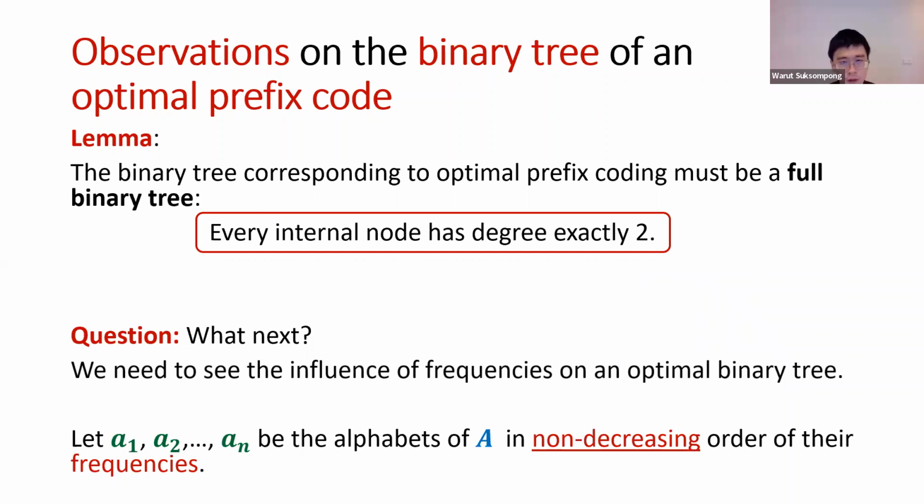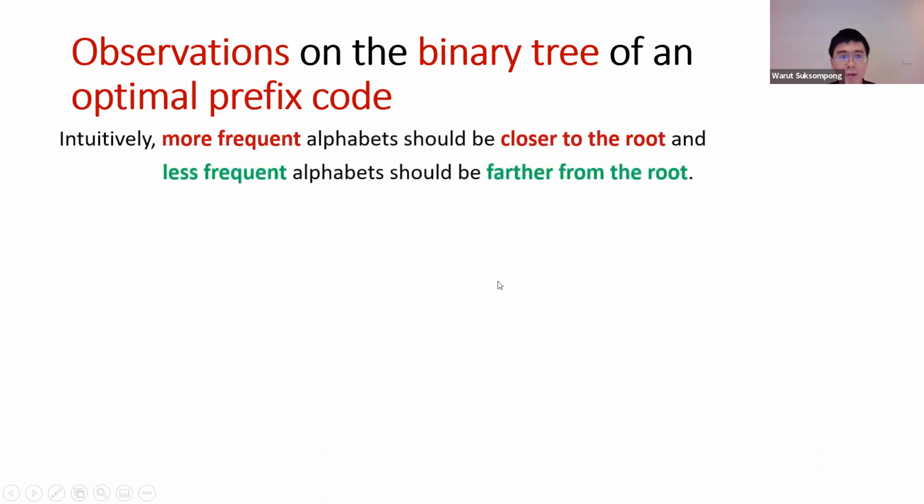So let's suppose we sort the alphabet, A1 through AN, in non-decreasing order of frequency. So in increasing order of frequency, from A1 being the least frequent to AN being the most frequent letter. Then what do we know? Intuitively, more frequent letters should be closer to the root, because we want the encoding to have a smaller length, and less frequent letters should be farther from the root, because we're fine with them having longer encodings since they're not going to appear that often anyway.